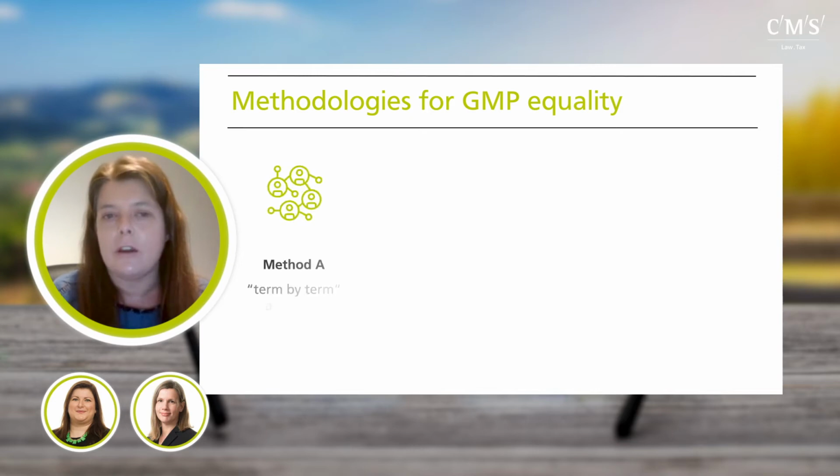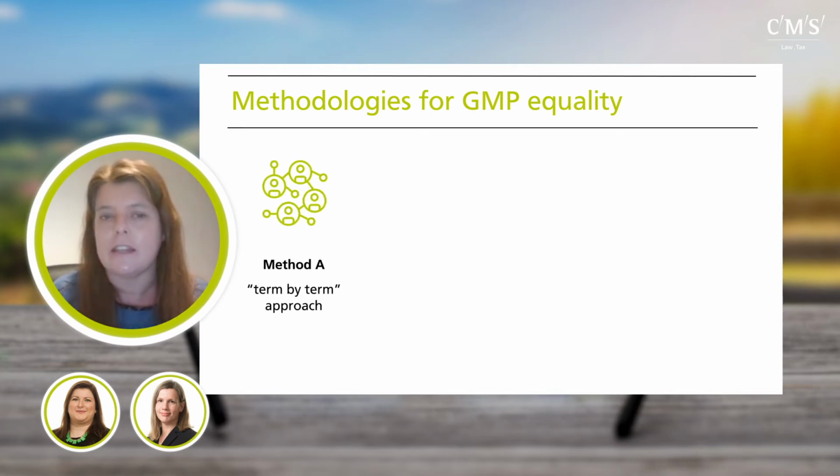First, there's method A, which, in broad terms, requires each unequal part of the GMP and excess to be equalised separately and on an annual basis. It's sometimes described as a term-by-term approach. This is the most expensive method and would require employer agreement for trustees to adopt method A.